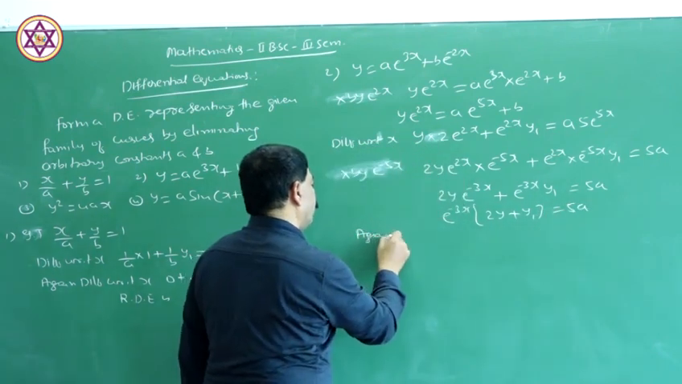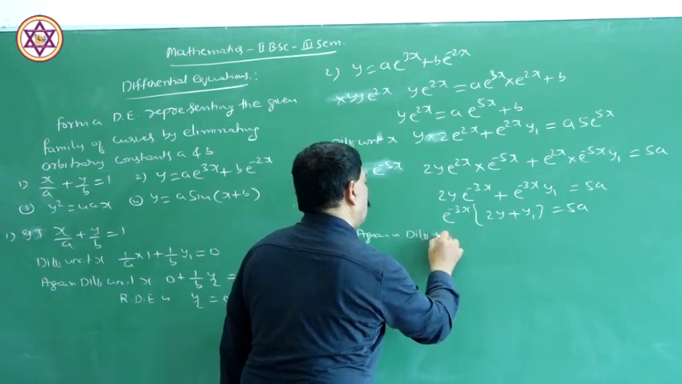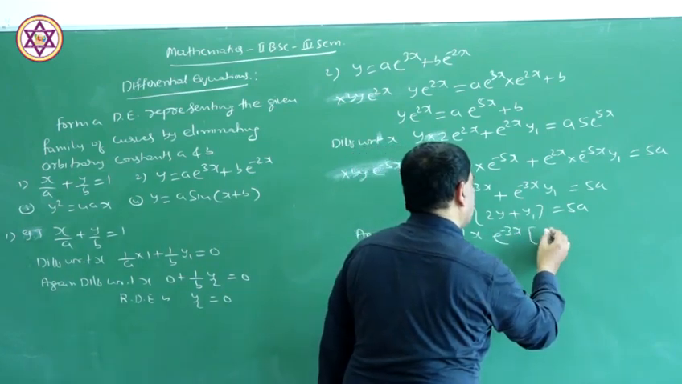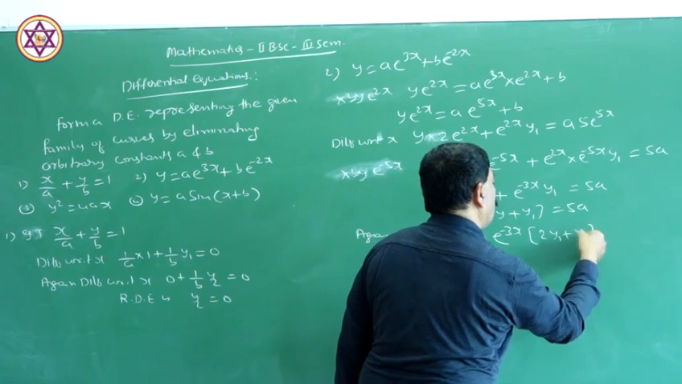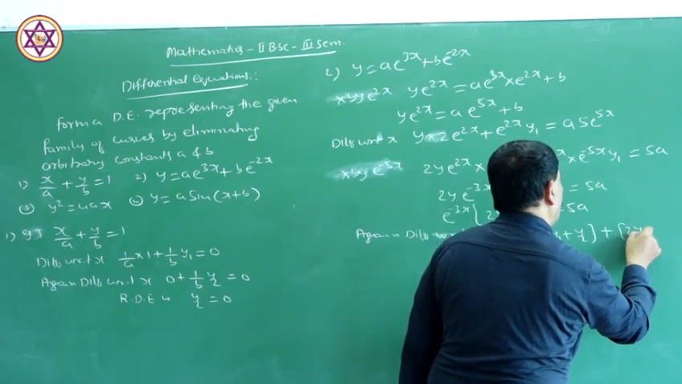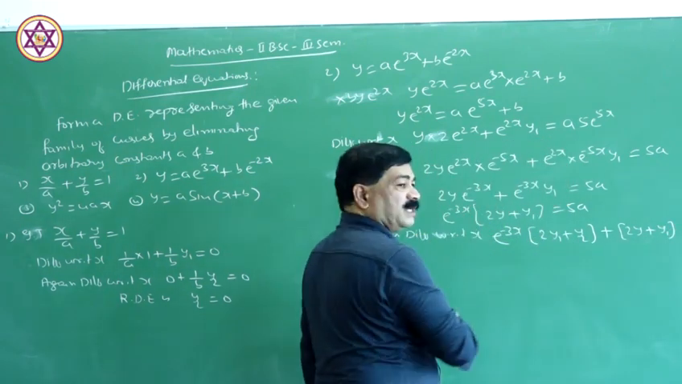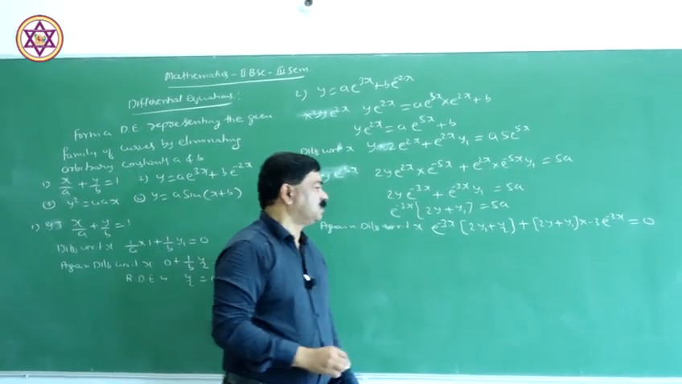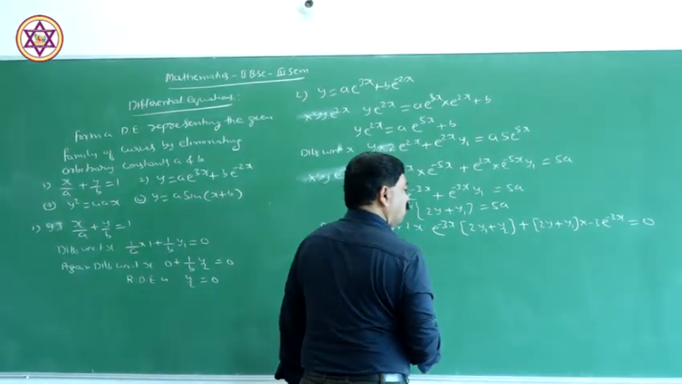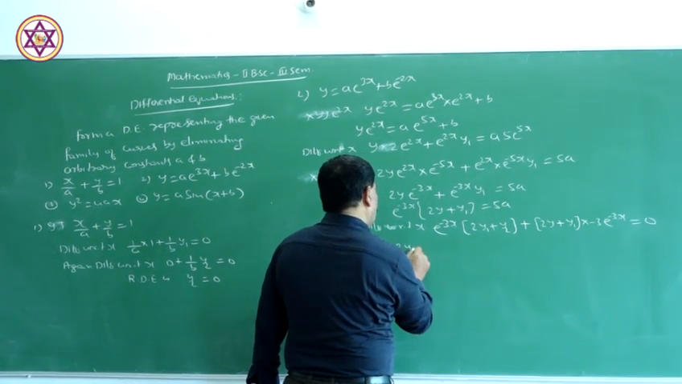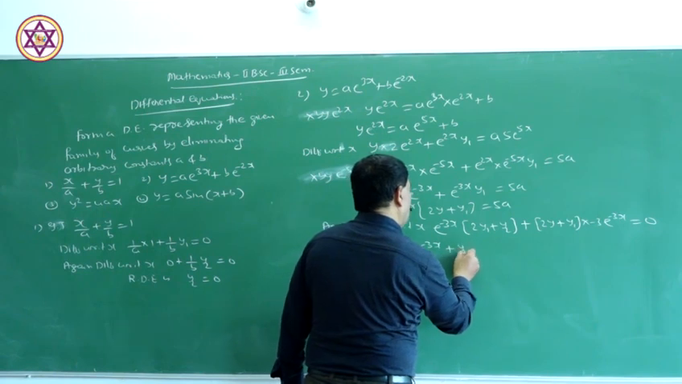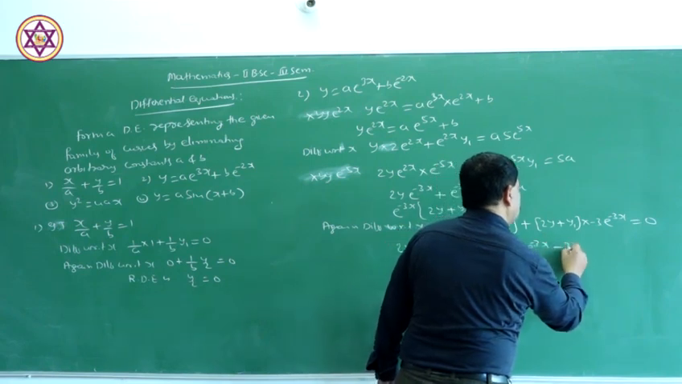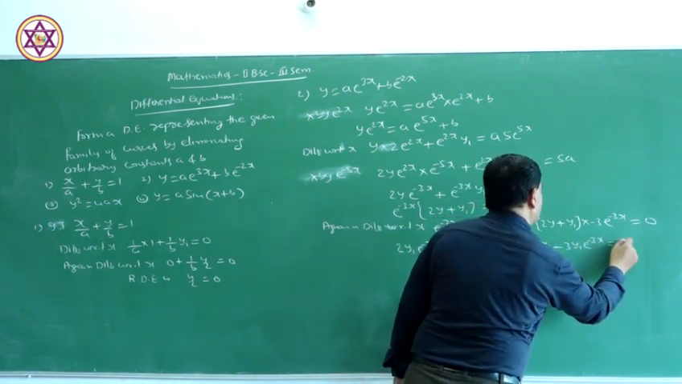Again differentiate with respect to x. First function into derivative of second: (2y1 + y2) e^(-3x) plus (2y + y1) times the derivative of e^(-3x), which is -3 e^(-3x), equals the derivative of 5a, which is 0, as 5a is constant. Therefore here we get 2y1 e^(-3x) + y2 e^(-3x) - 6y e^(-3x) - 3y1 e^(-3x) = 0.